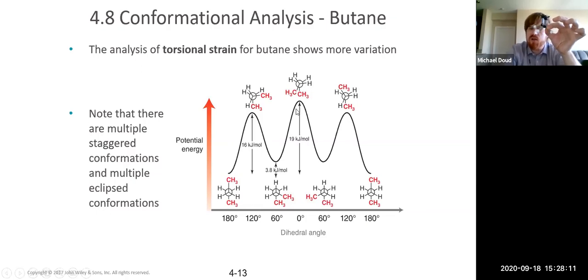But this second eclipsed conformation is even worse than the first one. There's a greater energy cost, a greater torsional strain, for being in this eclipsed conformation than in this eclipsed conformation. Can you think of why that might be? I'll give you 2 seconds to think about it. Again, here we go. This is our first eclipsed conformation. It does not cost as much as this eclipsed conformation. Why would that be? Pause the video, think it out.